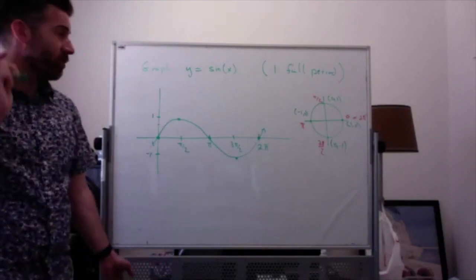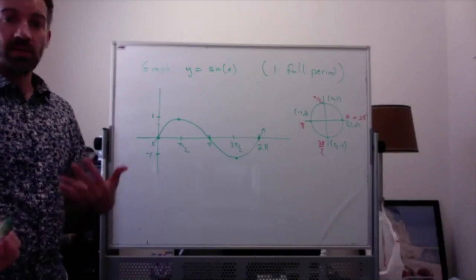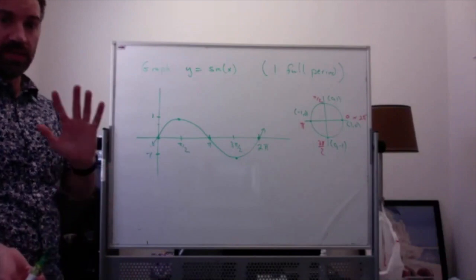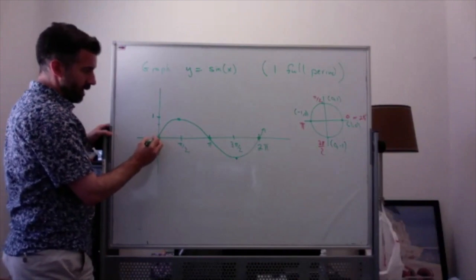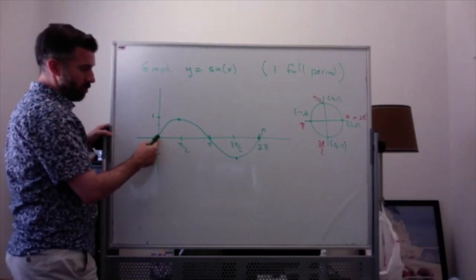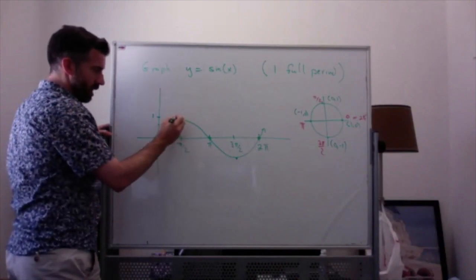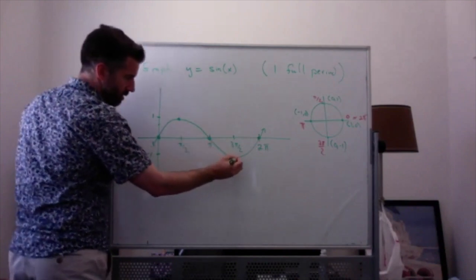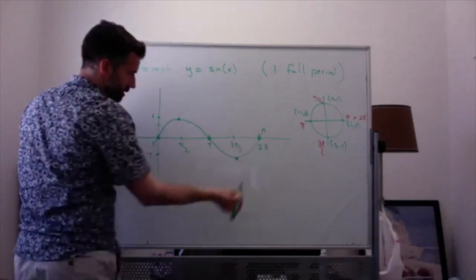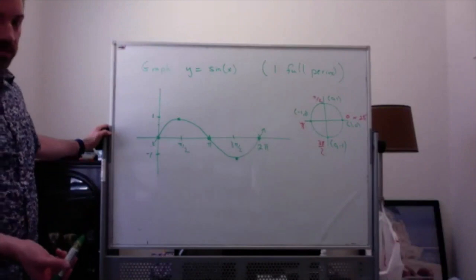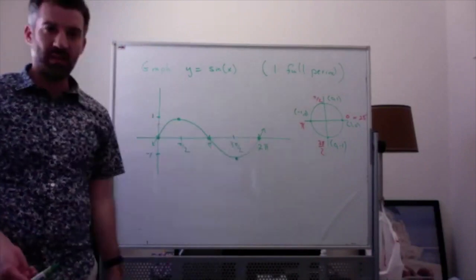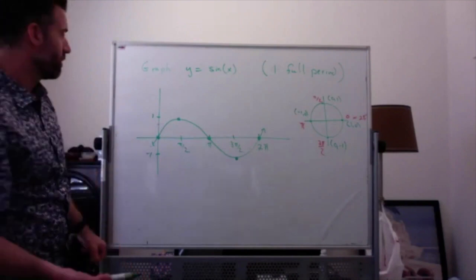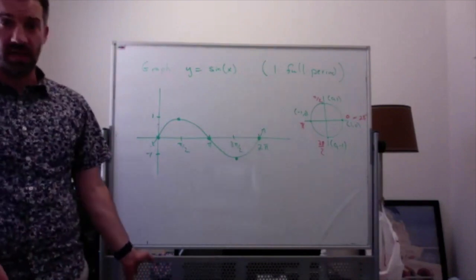So when I graph a trig function, I am most concerned with making sure I have these 5 points. The beginning point, and then 1 more point every quarter. So this top point, this middle point, this bottom point, and this middle point. I'm always looking for the highs and the lows and the middle points. So that's how I would graph sine.